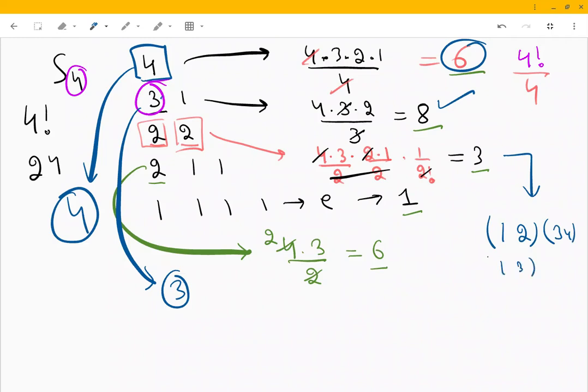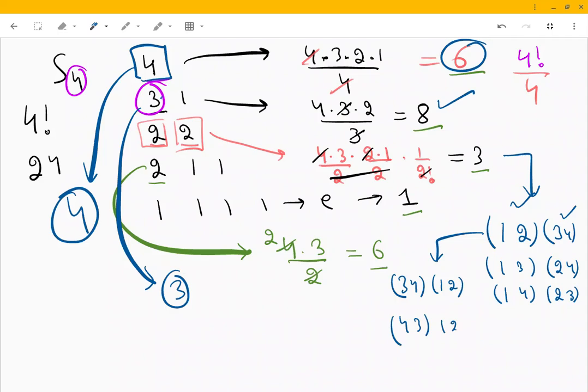Now these 3 elements, these are 1, 2, 3, 4, like this. Because there are only 3, I'll write them down: 1, 3, 2, 4. And then 1, 4, 2, 3. As long as these cycles are disjoint, there is no element common, they can commute. You can write 3, 4, 1, 2. I mean, this can be written as 3, 4, 1, 2, or 4, 3, 1, 2, or 4, 3, 2, 1, anything. It does not matter.